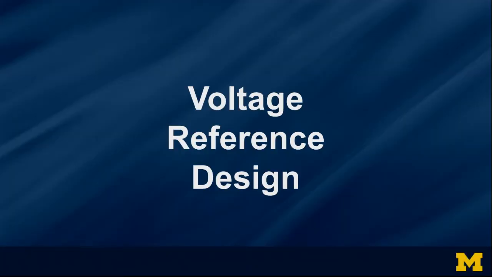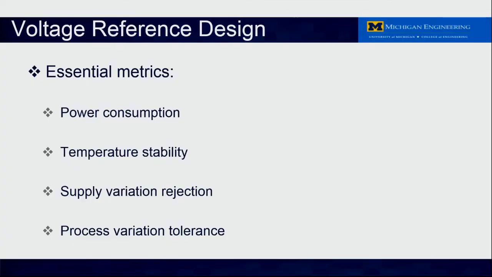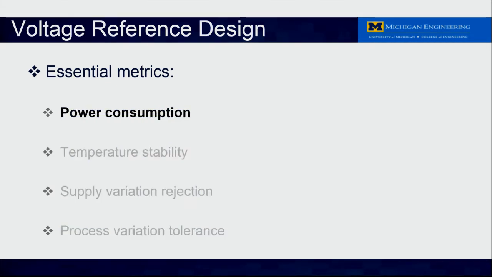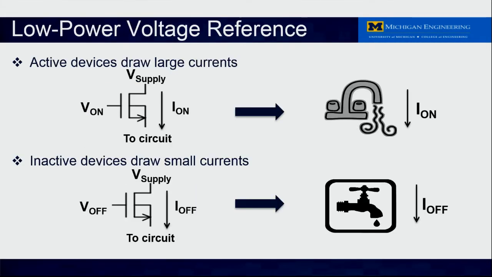So let's now consider the criteria that may be used to design a voltage reference. In designing a voltage reference, we will consider the following metrics: power consumption, temperature stability, supply variation rejection, and process variation tolerance. Let's consider first power consumption.